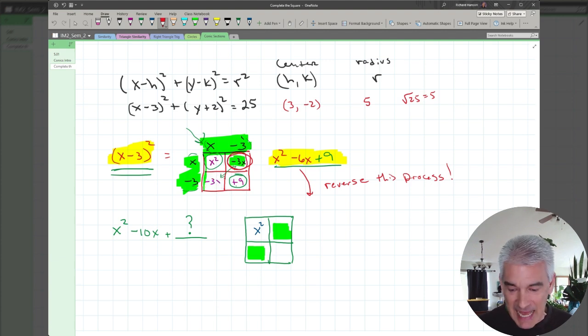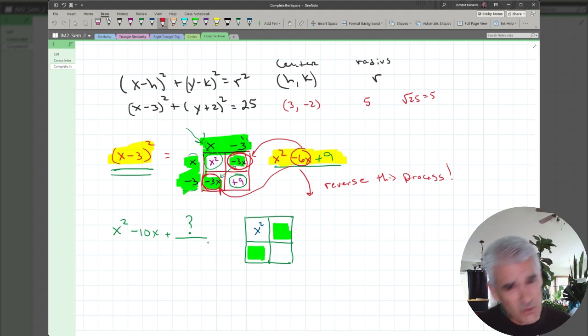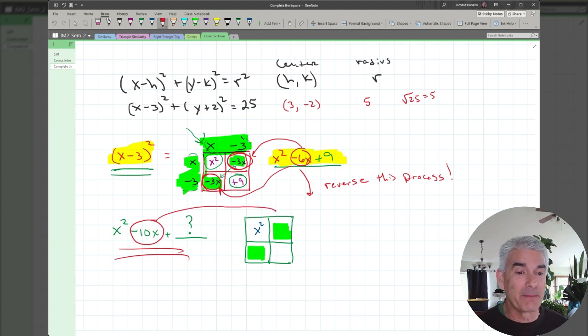Because we want it to be square, I'm going to take half of my x's. So I had 6 negative x's. I put half of them here and half of them here. It's always going to be half of them. Okay, so let's try to complete this square. I have negative 10x, so I want to take half of those 10 negative x's, put half of them here and half of them here. What's half of 10 negative x's? 5 negative x's. So 5 negative x's go here, and 5 negative x's go here.